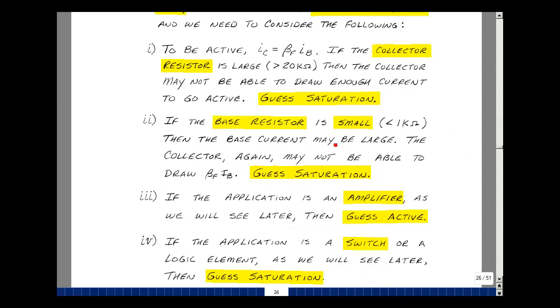Likewise, if I see a base resistor that's too small, and if I get base currents that are in the milliamp range, well then, again, we can't draw enough current in the collector to go active.